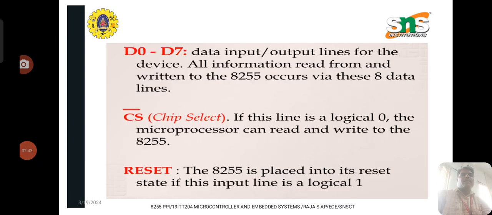So in this block diagram, D0 to D7 are the data input-output lines for the device. All information read from and written to the 8255 occurs via these 8 lines only. Chip select: if this line is a logical 0, the microprocessor can read and write to the 8255. Reset: the 8255 is placed into its reset state if this input line is a logical one.